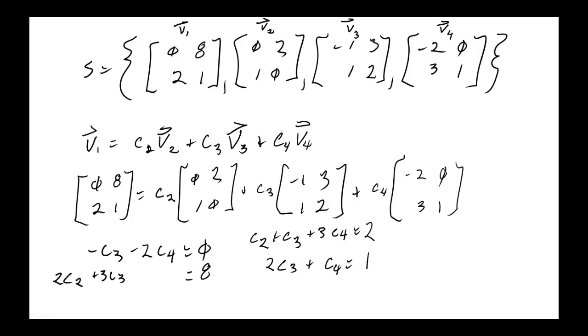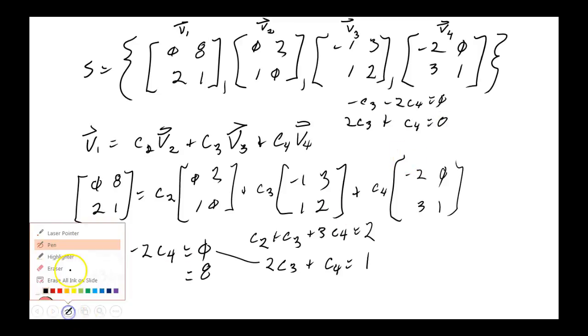All right. Now, just for funsies right off the top, let's take these two. We could set up a matrix, but we can actually do it easier this way, I think. And that would be minus C3 minus 2C4 equals 0, and 2C3 plus C4 is equal to 1.